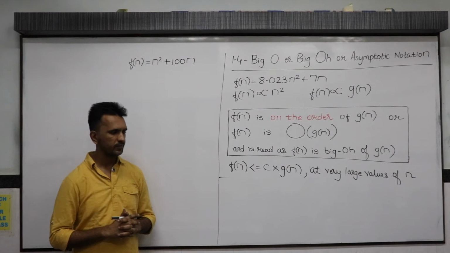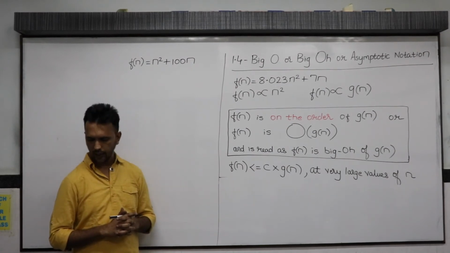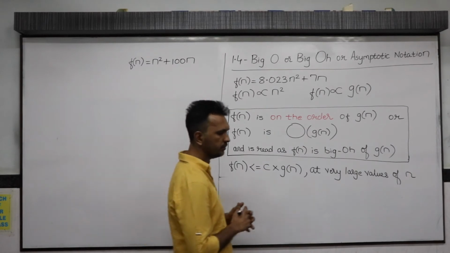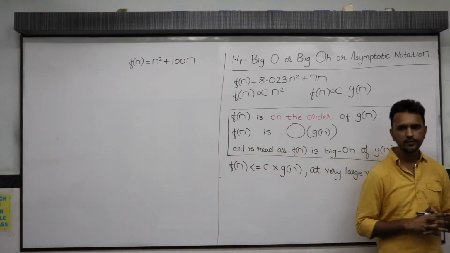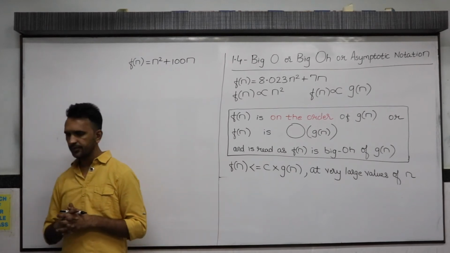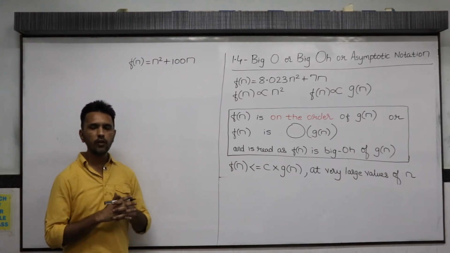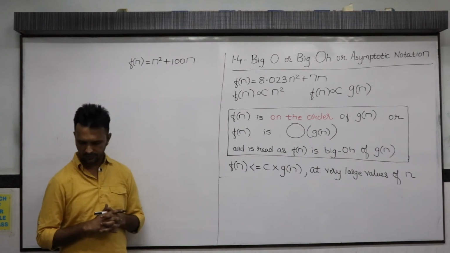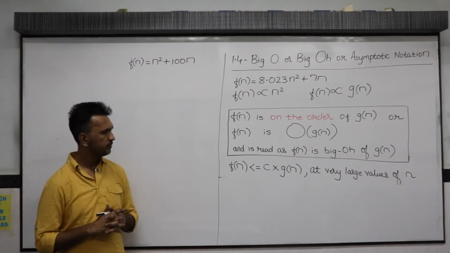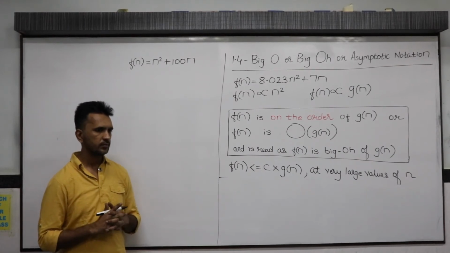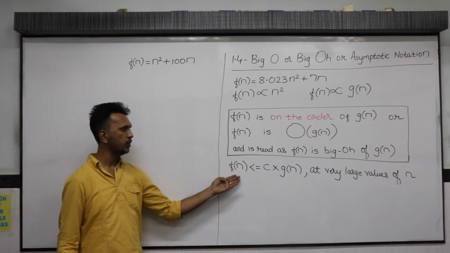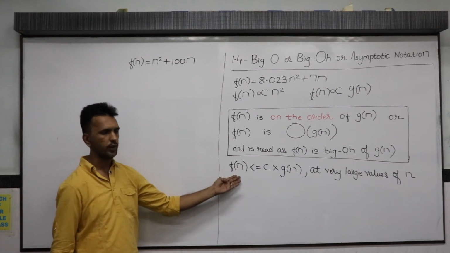Okay. Next point. Mathematically it means, next point. Mathematically it means that there exists a positive real constant c such that, copy this, such that f of n less than or equal to c into g of n at very large values of n.